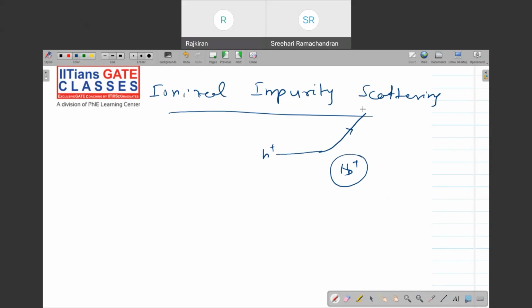On what does it depend? How much it bends or scatters depends upon its velocity. The more time it spends in contact with this Nd⁺, the more it will scatter. Suppose it has very high velocity. High velocity means it will spend only a very small amount of time in the vicinity of this charge, so it will bend less. If its velocity is very low, it will scatter more.